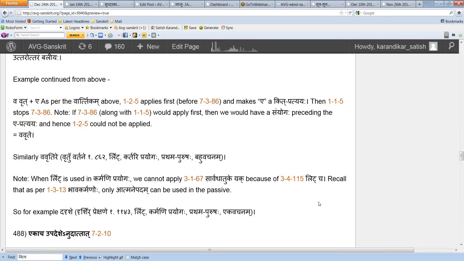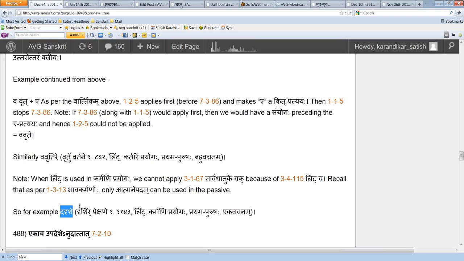So that is the red flag. That is the signal: the dhatu drish is parasmaipadi, but we got a pratyaya which is atmanepadam. So that will tell us this is a passive form. So we get the form dadrishe, just like we did vavrute, the same steps. So one more time, in the passive, when we use lit, there is no yak pratyaya, because the pratyaya ta, atam, jha, whatever might come in place of lit, gets the sanya of ardhadhatukam, and we cannot apply 3.1.67, which says sarvadhatuke yak. But we have to respect bhavakarmanoh 1.3.13 and only use atmanepadam.